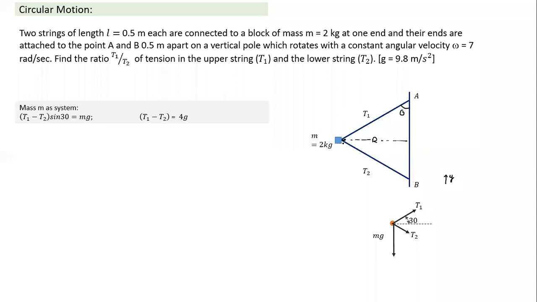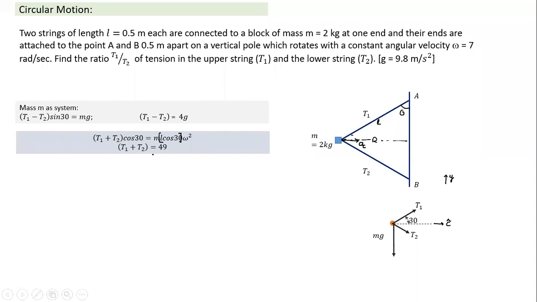What is the second condition? This mass has centripetal acceleration. This is the centripetal direction. So the net force acting in the centripetal direction has to be equal to m r omega square. mg doesn't have a component. So T1 plus T2 times cos 30 is equal to m r omega square. What is r equal to? If this length is L and this angle is 30, it will be L cos 30. So L cos 30 is the radius of circular motion. We put those values and we find T1 plus T2 is equal to 49. Then we can easily find the values of T1, T2.